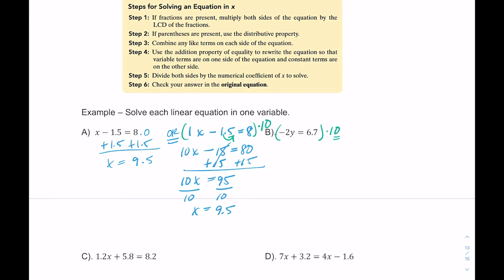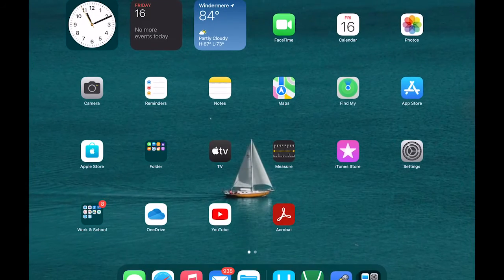So negative 2 times 10, that's going to give you negative 20y. And 6.7 times 10, remember, just moves the decimal to the right one. So that would be 67. And then now you would just solve it like you would normally. So we want to get y by itself. We're multiplying by negative 20, so we want to do the inverse, which is divide. So we're dividing 67 by negative 20. Okay, and feel free to use a calculator.